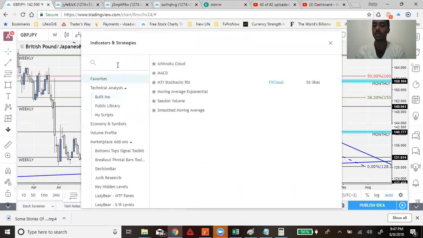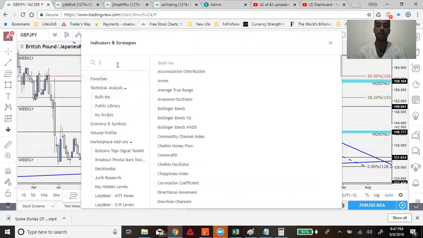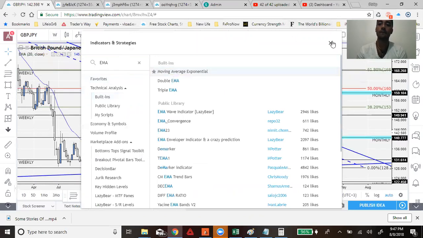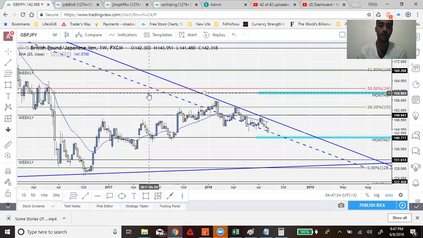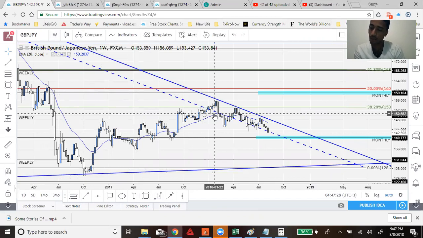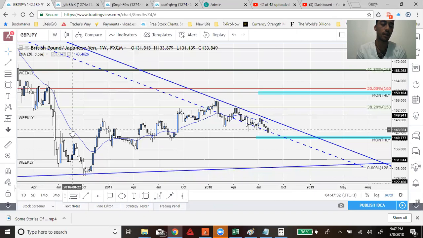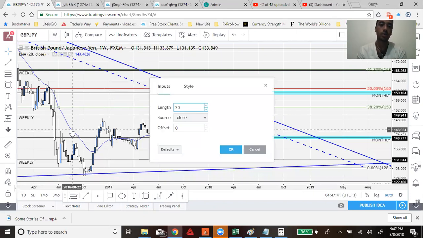So the first one that I'm going to add on here is going to be the EMA. Okay. So the EMA is called the exponential moving average. Now, that's the first one, right? So it's going to be this blue line right here. You can make it whatever color that you want, but this is a really key indicator because it literally just shows you where price is going. Where it was and where it's going.